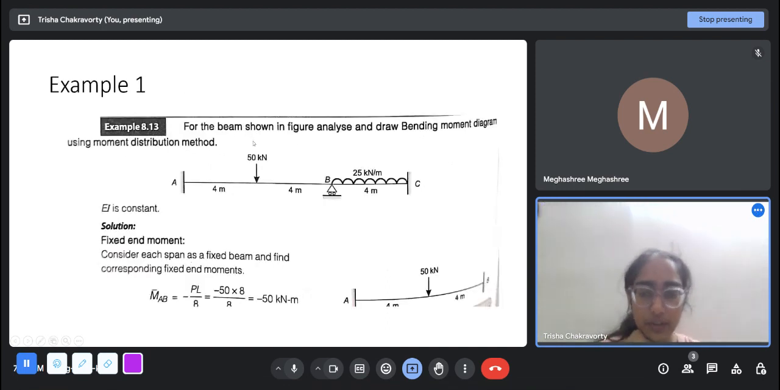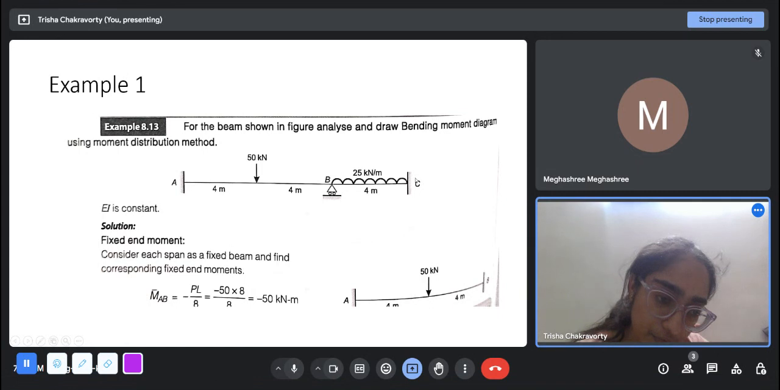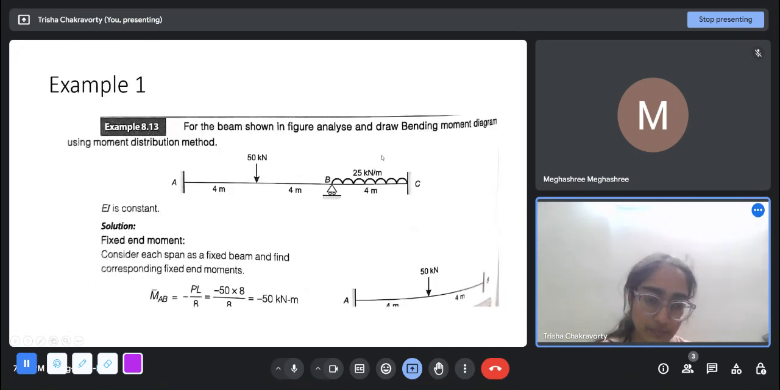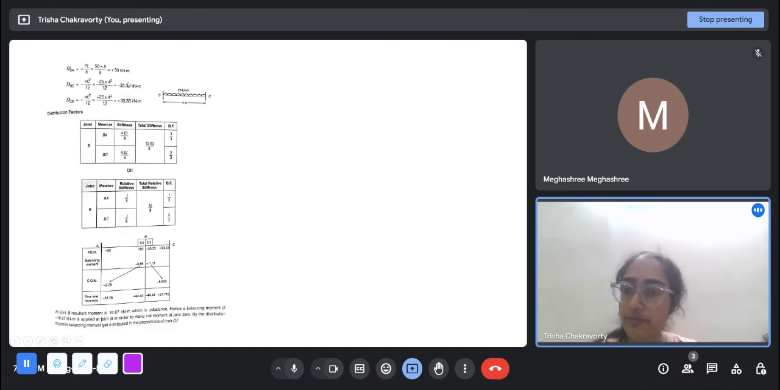For the beam shown, we have to analyze using the moment distribution method. First, what will we do? Both the ends of the beam will always be considered fixed. So this is fixed, this is fixed. And there is a 50 kilonewton load here. Sorry, all the supports are basically fixed. So A is fixed, B is also fixed, C is also fixed. First we look at the AB span. There is a point load at the center. What was the formula? PL by 8. So L is 8. So M bar AB is minus PL by 8, minus 50 into 8 by 8, so minus 50 kilonewton meter. And M bar BA will be plus 50 kilonewton meter.